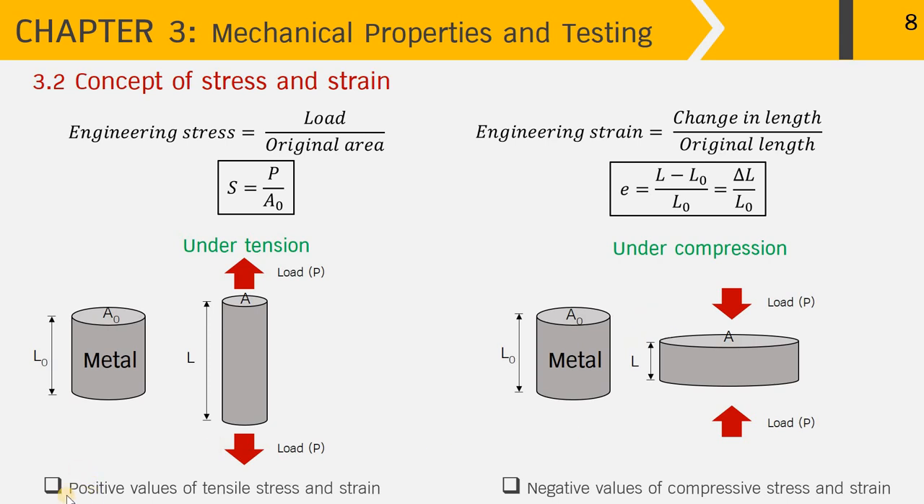So remember, under tension, we have positive values of tensile stress and strain. But under compression, we then have negative values of compressive stress and strain under the same concept of engineering stress equals load divided by original area, and engineering strain equals change in length divided by original length. So before we go further, let's have a look at the unit of stress and strain. For stress is load divided by area. The unit of stress is Newton divided by meter square, or we can call it Pascal. And for strain, you can see that strain is dimensionless.